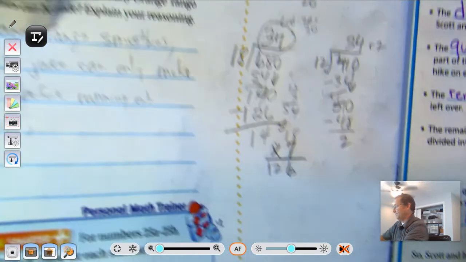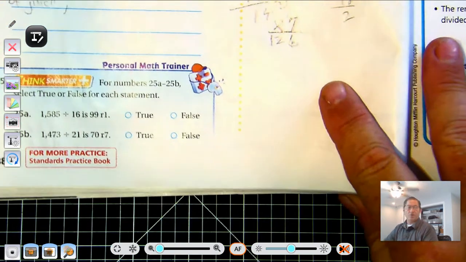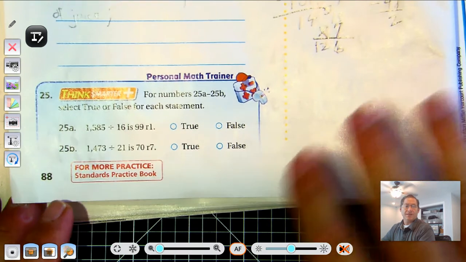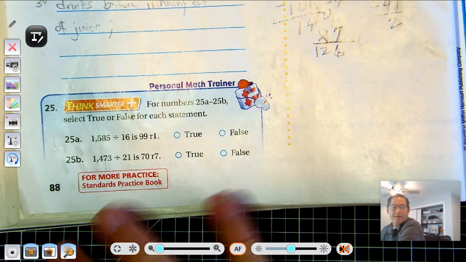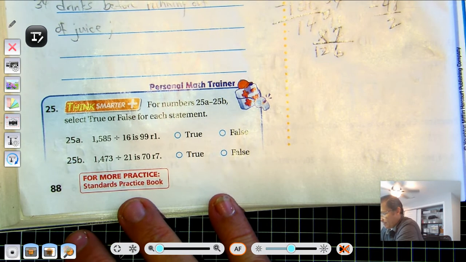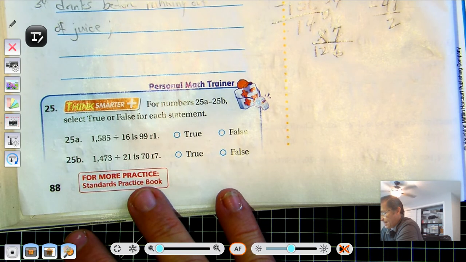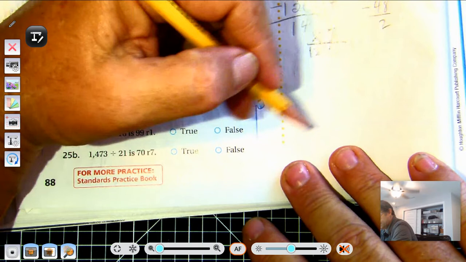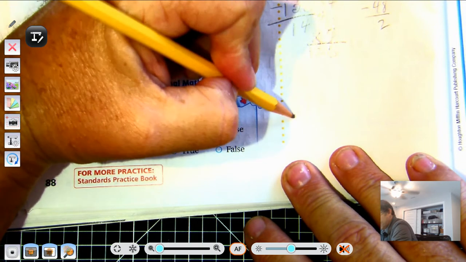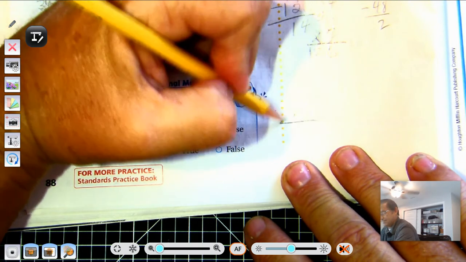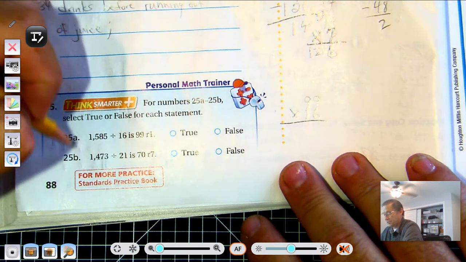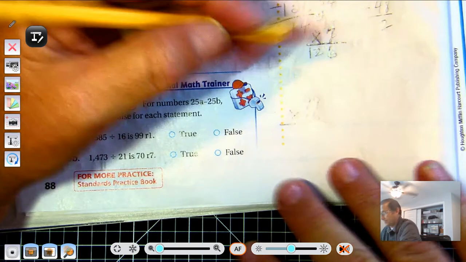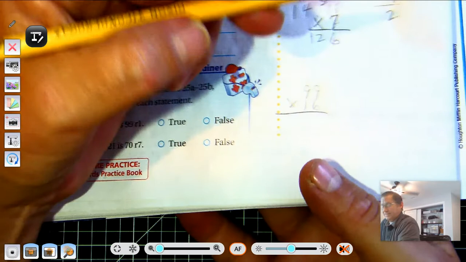And the last question. True or false? Select true or false for each statement. Is 1,585 divided by 16, 99 remainder 1? Well, all we have to do is multiply the quotient 99 by 16 and add any remainder, and we should get the dividend. So 99 times 6.